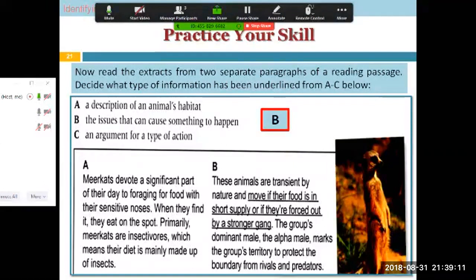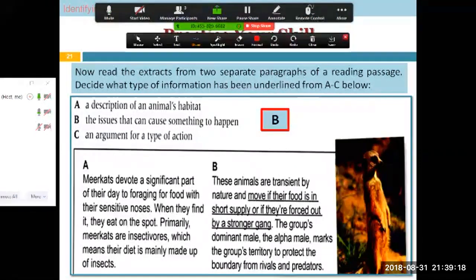There are two issues described in this part, and what are those two issues? Yes, sir. Whenever the food is in short supply, or whenever they are forced out by a stronger gang. So because of these two issues, something may happen: this may cause these groups to move to a different place.